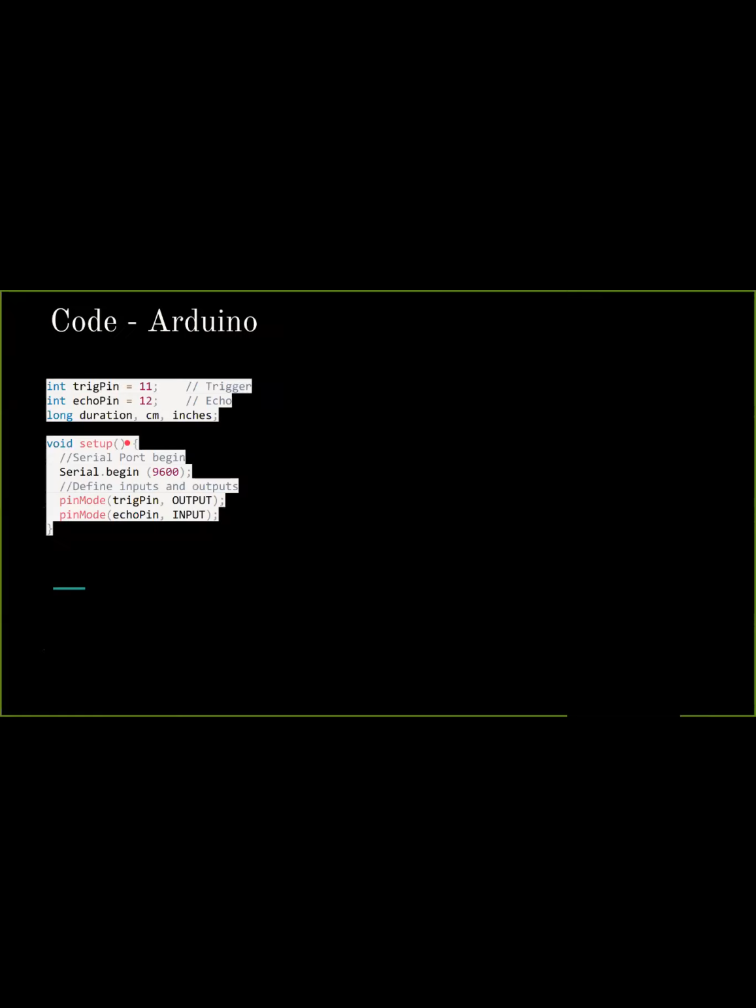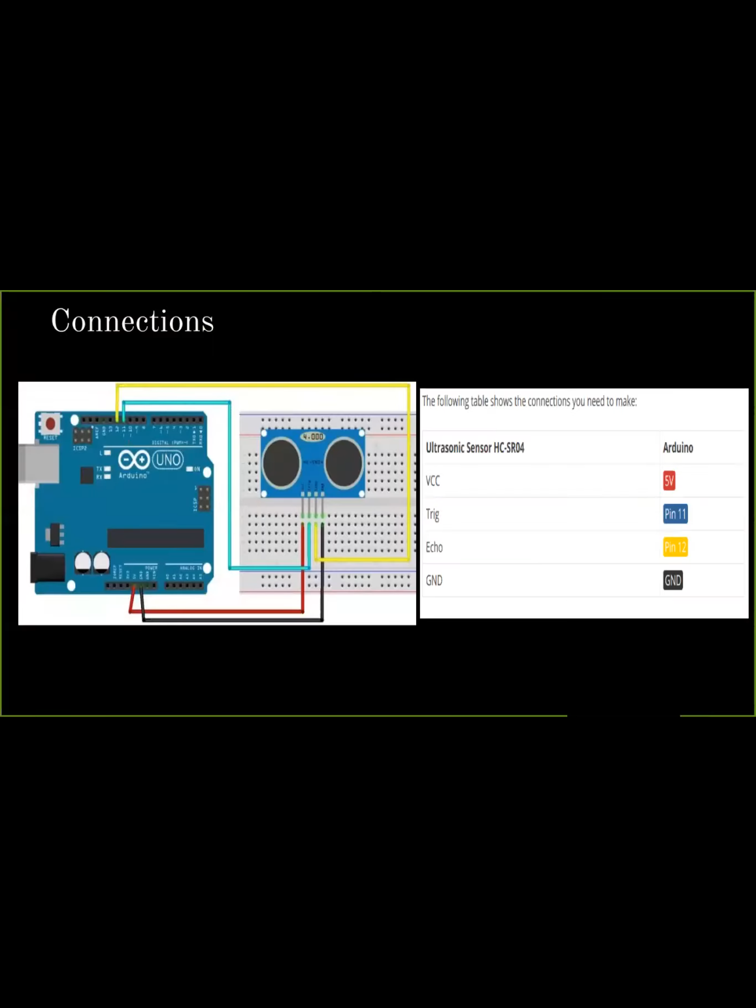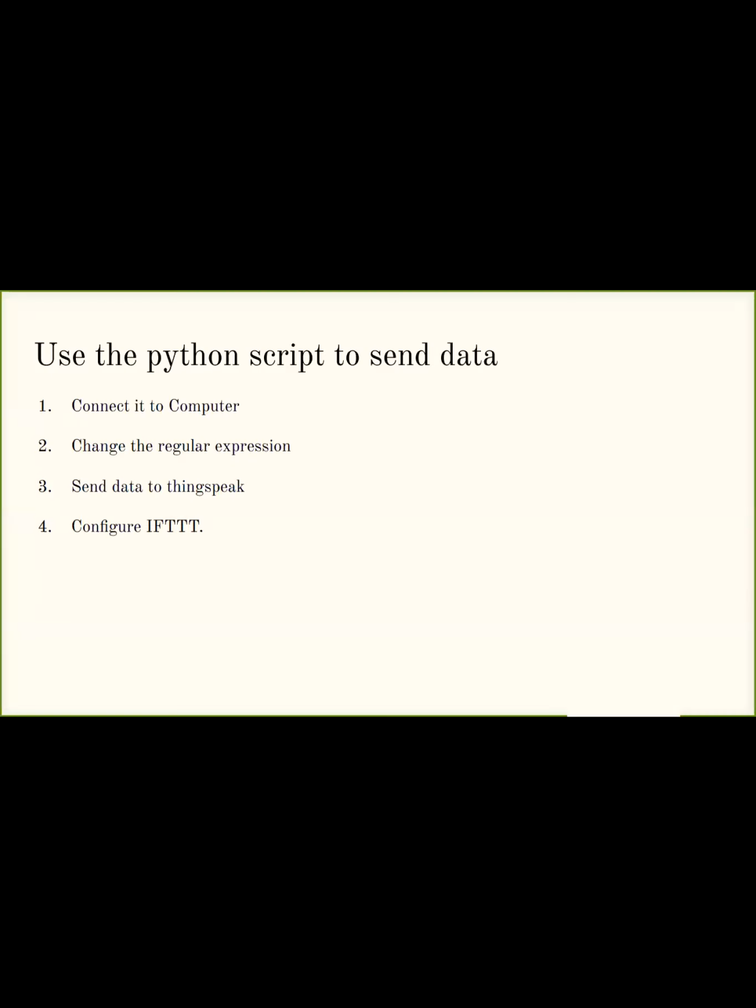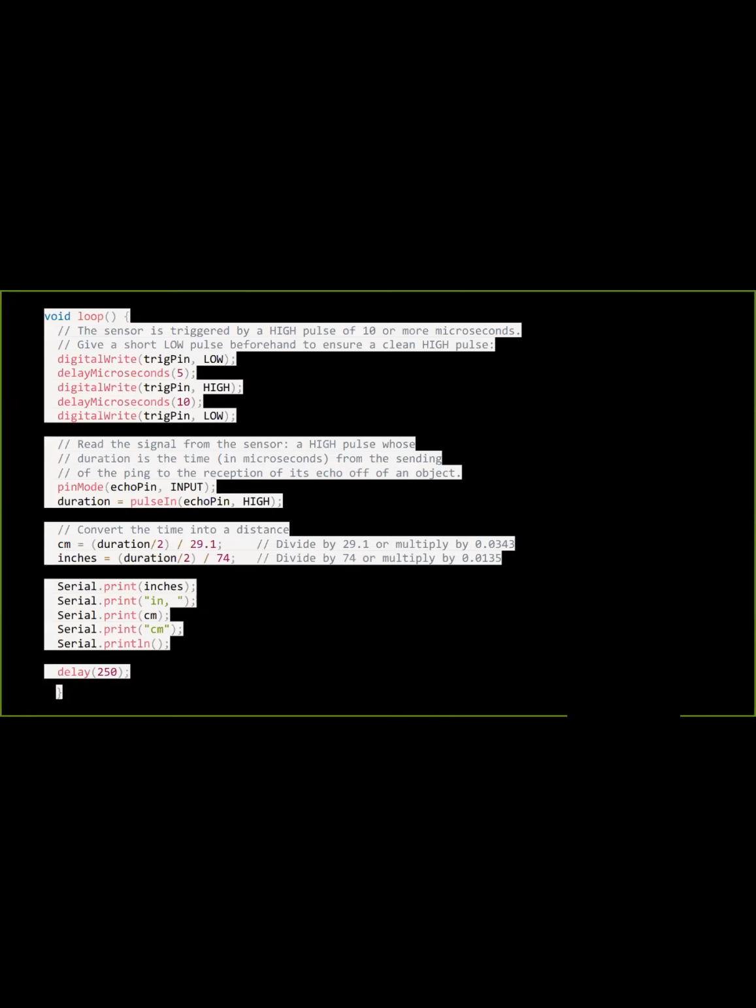Now if you want, I will just mail this program to you, and I will also share the connections today. What you can do is make the connections and send those connections that you have made to me. I will verify, and you can upload this code, open your serial monitor and see the distance it is printing. I am leaving this as an exercise to you, so that you will get some hands-on experience on how we are doing it.